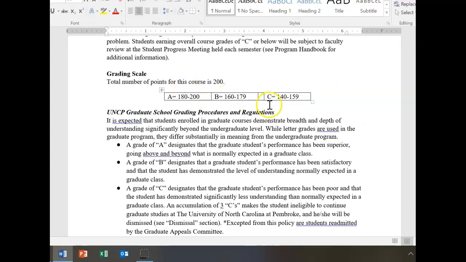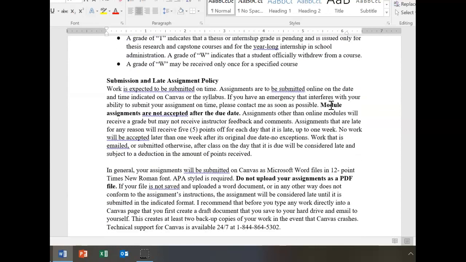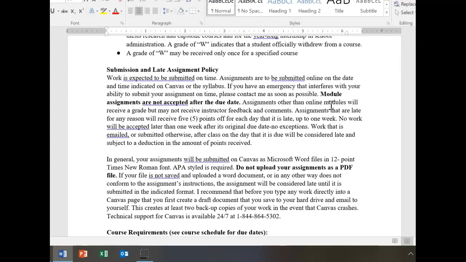Here's your grading scale. Let's get down to the most important part here. Your grading scale is you're going to get a total of 200 points, and here's the breakdown. 180 to 200 is an A, so on and so forth. You can read that. We have to go over the course assignments right now.